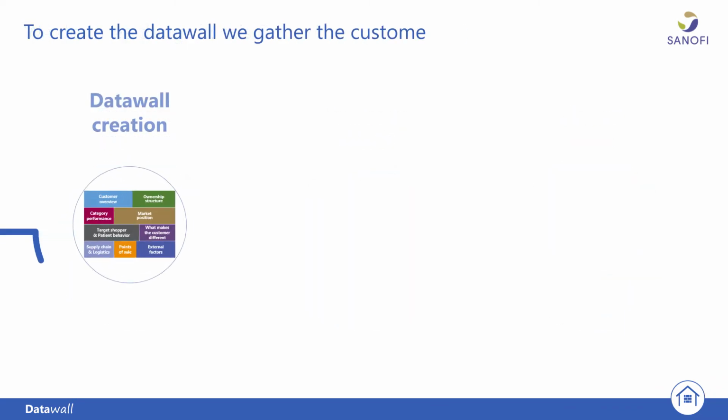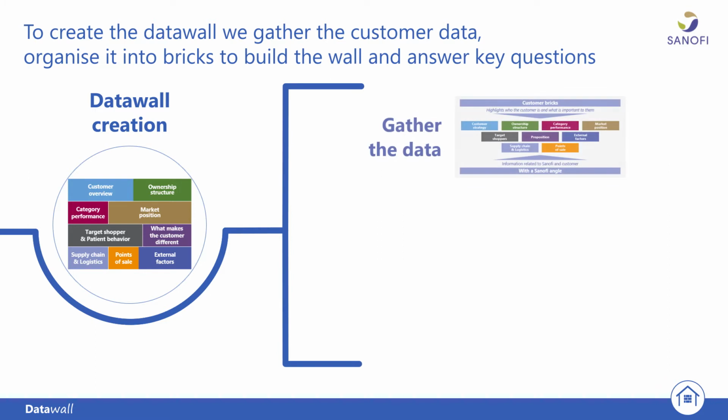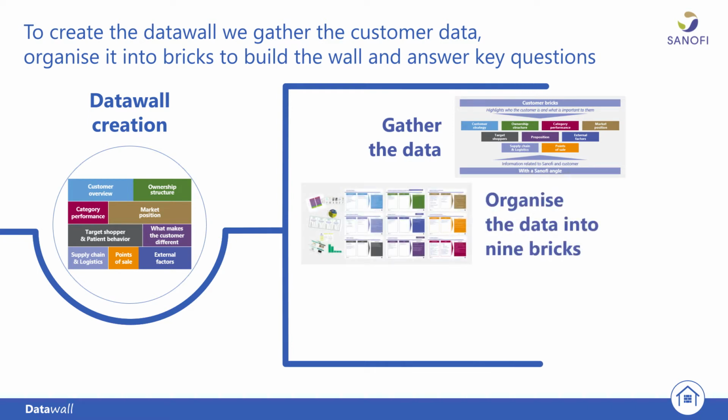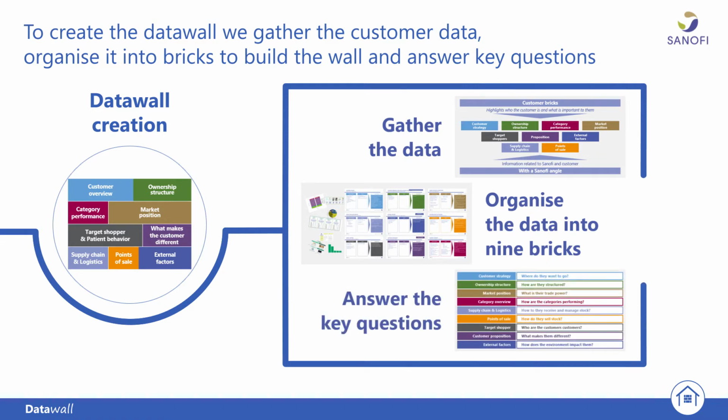To create the data wall, we leverage the work we've done in the understand step of winning with key customers. We then gather additional information that's available for the customer and that's relevant for the customer and Sanofi. We systematically organize the customer information into 9 bricks to build the wall. Then we try to answer the key question for each brick that helps us to interpret what we've learnt from the data and develop insights.